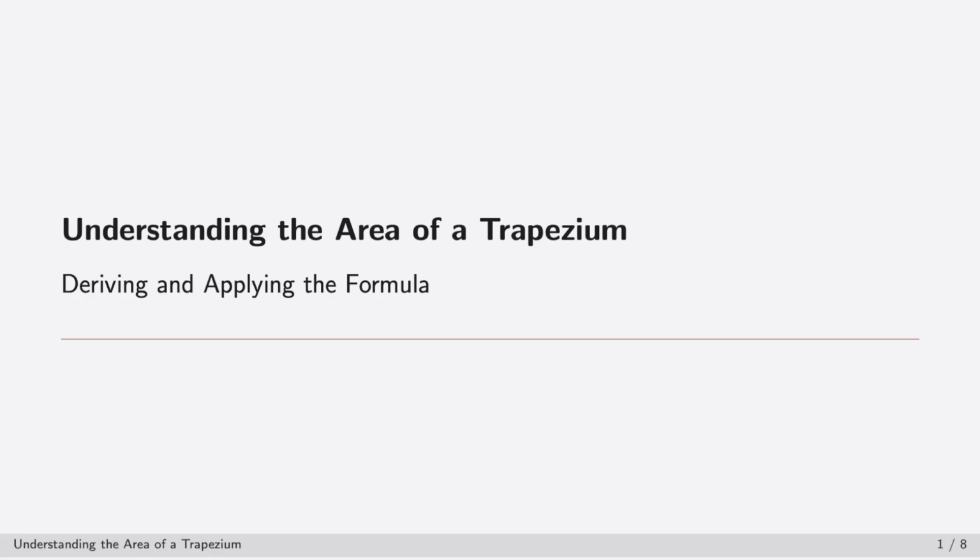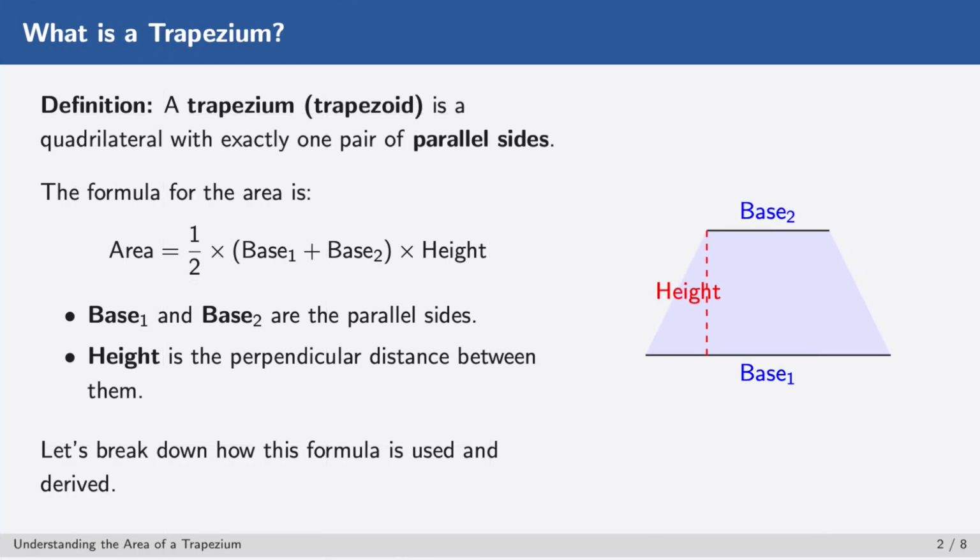Now, when you're working with shapes in geometry, especially quadrilaterals, it's super helpful to understand how to calculate their areas. In this lesson, we're diving into the trapezium, or trapezoid if you're across the pond. It's a four-sided shape with exactly one pair of parallel sides. This makes it kind of like a cousin to the parallelogram, but with its own twist.